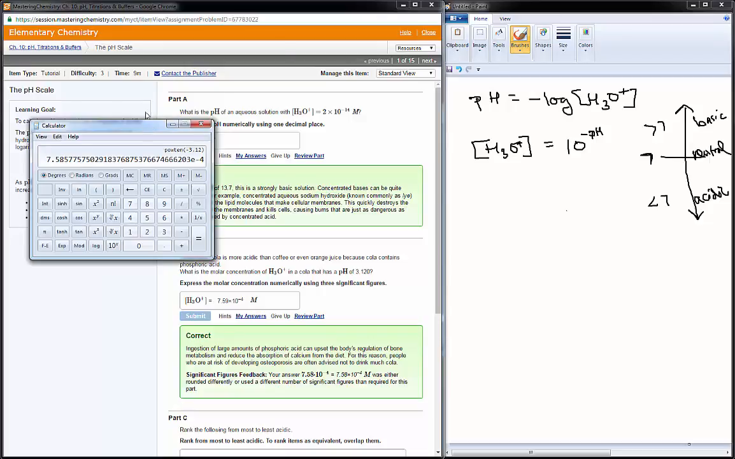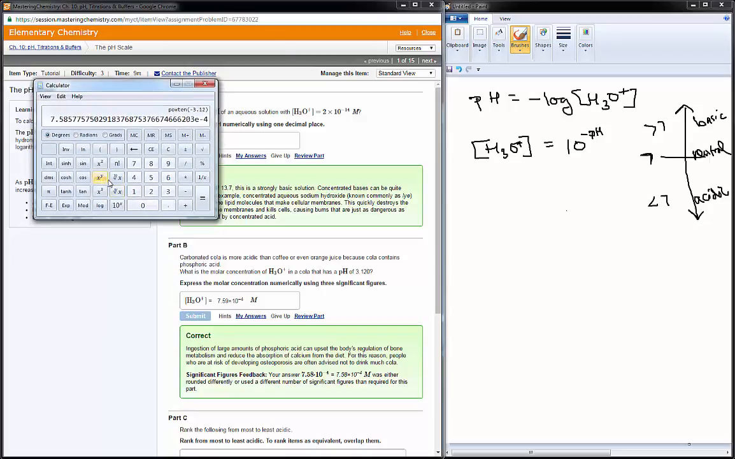Just to show you another way of doing it, I could use the x to the y button, and I could say 10 is x, and then x to the y, it's giving me that little caret or hat. And then I'm going to say negative 3.12, that's y. And then click equals, I get the same answer. So whether I use the 10 to the x or the x to the y button, or if you have a little caret button, you should practice doing this to make sure you're getting the same answer.